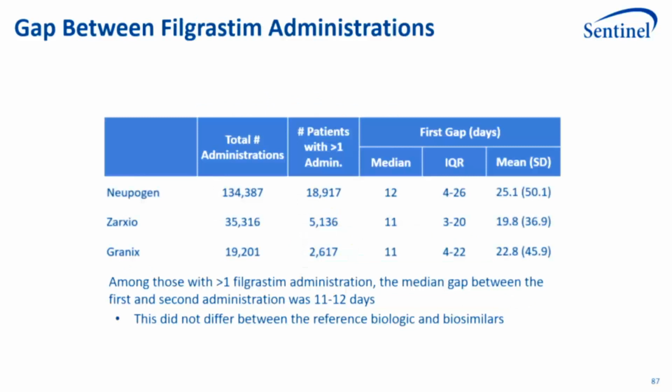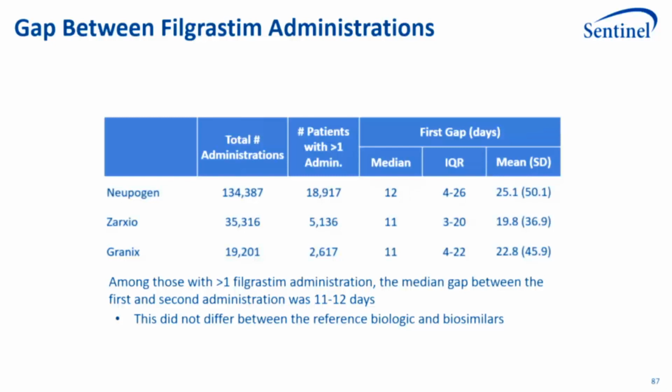Okay, so this is information on filgrastim. This is showing you the total number of administrations. For Neupogen, the reference product, there's more than 134,000. Among them, nearly 19,000 patients had 2 or more administrations of that drug.